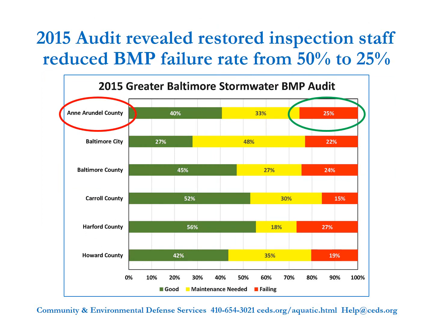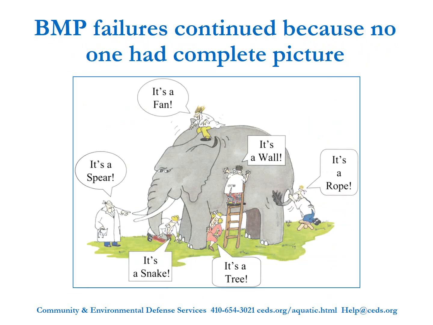So, the 2015 audit revealed that the restored inspection staff had succeeded in reducing the BMP failure rate in Anne Arundel County from 50% in 2011 to 25% by 2015. So this stuff really, really works. The key thing to understand, though, is why the BMP failures occurred in the first place.